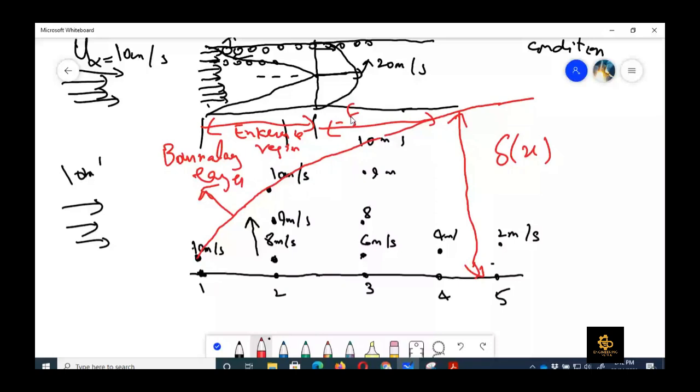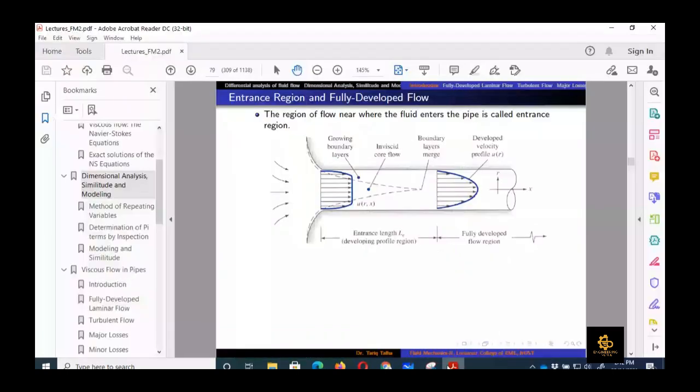In the fully developed region, there is no change in velocity, because the velocity boundary layer is fully merged at the center. So it means that in fully developed flow, the viscous forces are balanced by the pressure drop happening in this pipe. The growth of the boundary layer and its merger at the center line is shown by this dotted line.